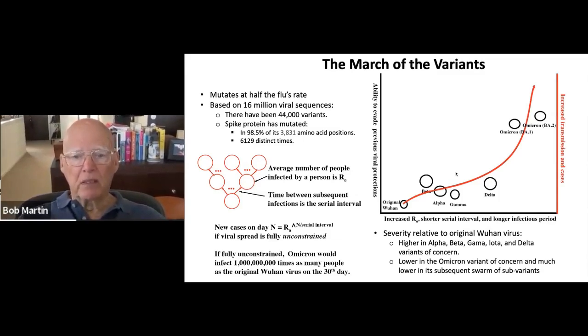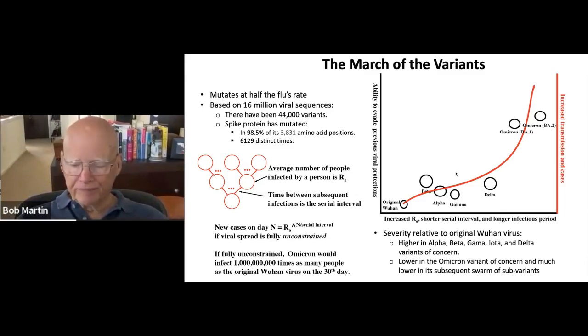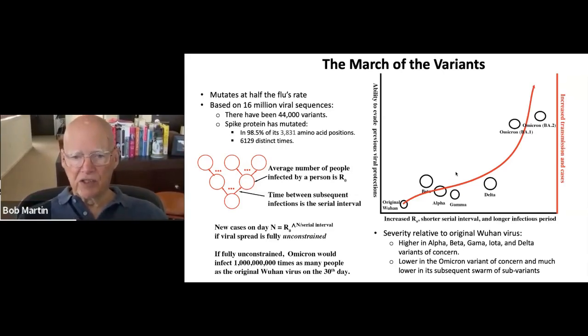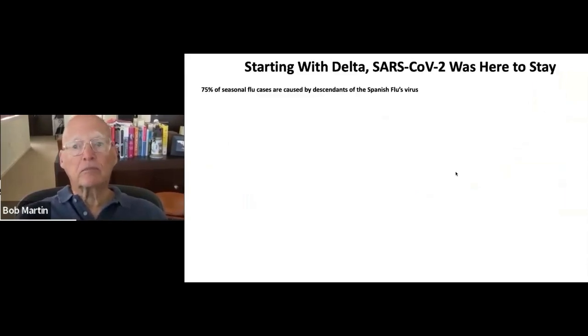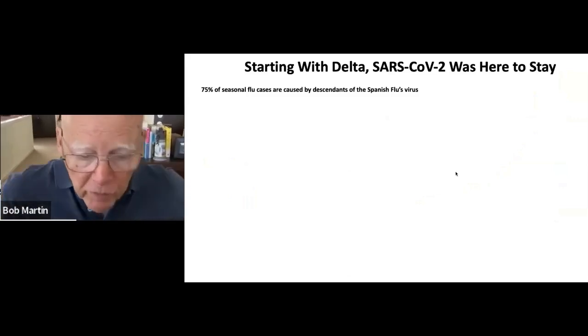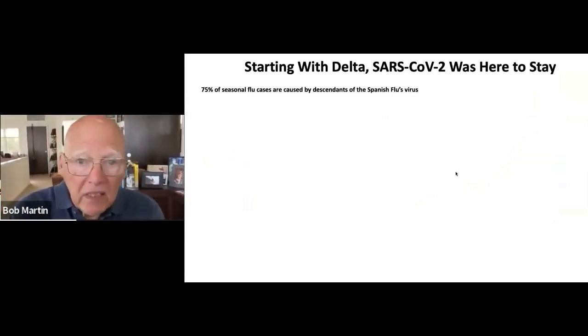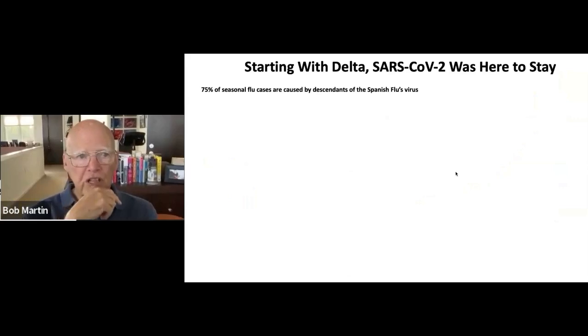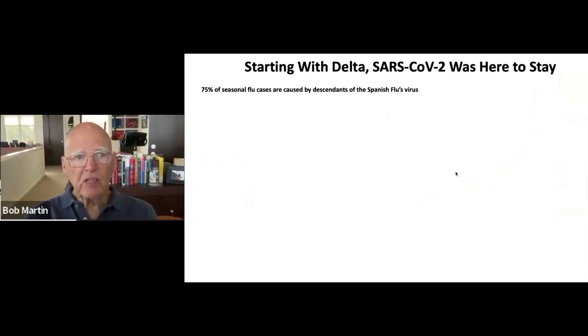We've really been lucky. If Delta severity had hung around, many more people would have died. Omicron and its successor, as you will see, are much less severe. Starting with Delta, SARS-CoV-2 was here to stay. Notice 75% of the flu cases are caused by descendants of the Spanish flu.